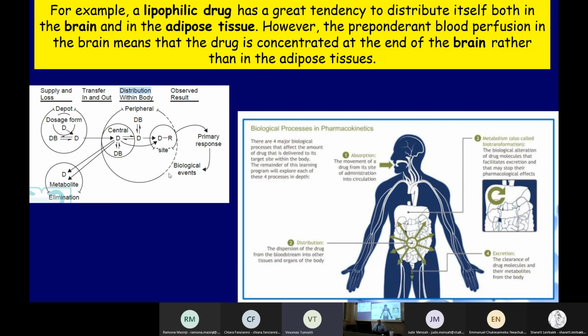I remind you that only the free drug can give the final effect. So the pharmacokinetic phase is the limiting phase. It is the phase that is able to limit the distribution of your drug and is able to influence the final effect.